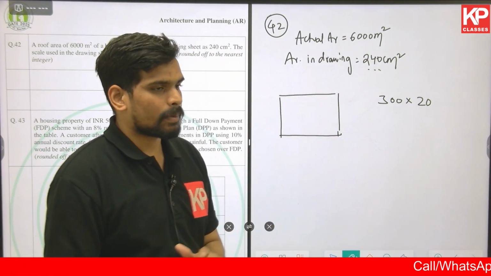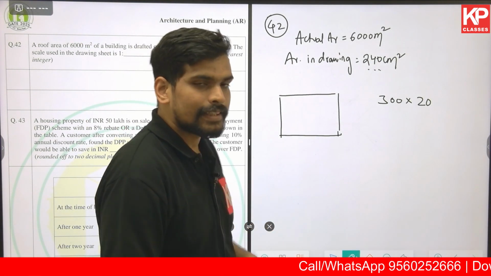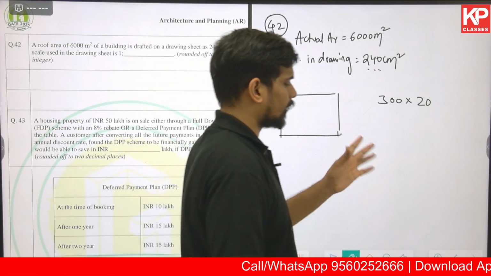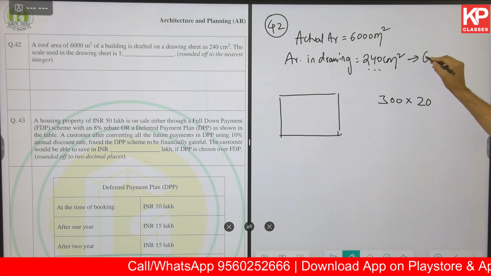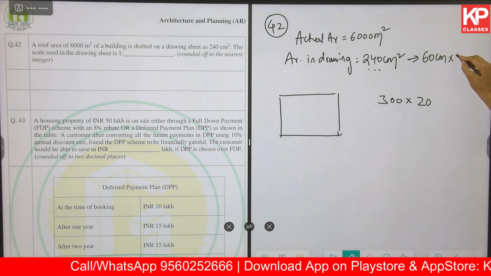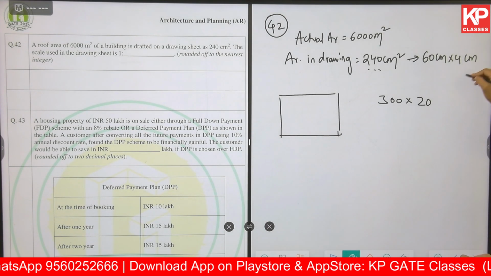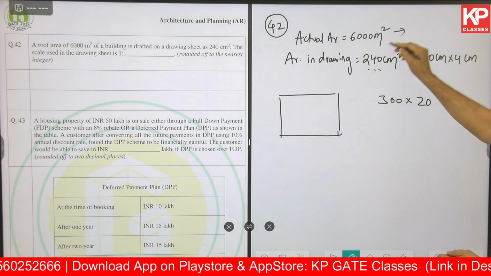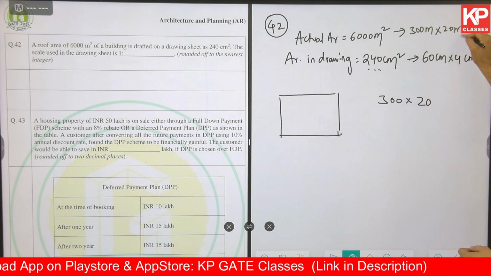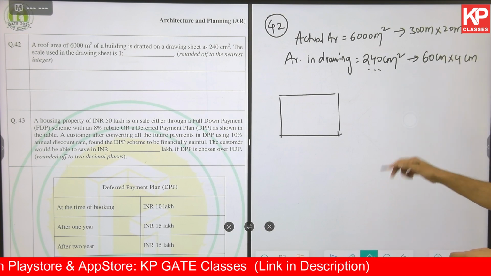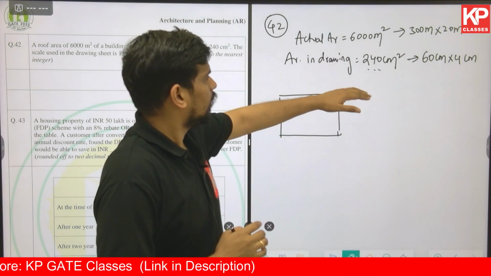Can we write in the similar proportion? Can you write 240 also similarly? Probably 6 fours are 24, right? So 6 is to 4. You can write 240 centimeter square as 60 centimeter cross 4 centimeter, so that will be 240. And 6,000 I can write as 300 meter cross 20 meter. So I'm trying to create a plot dimension based on the case. The proportion is the same in the drawing, and the ratio is also the same.